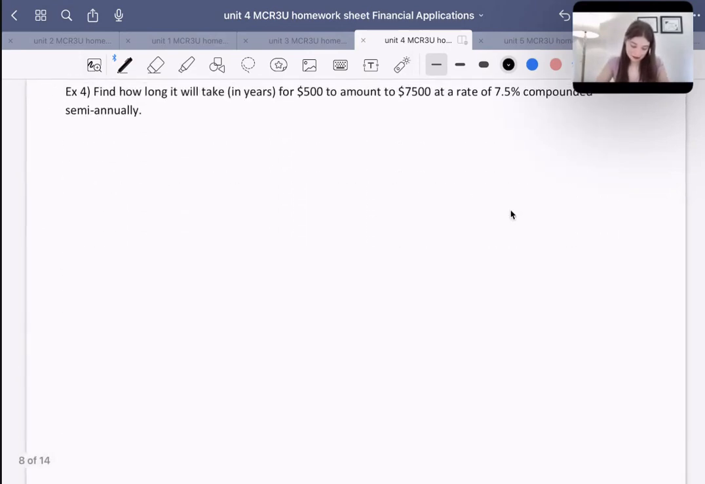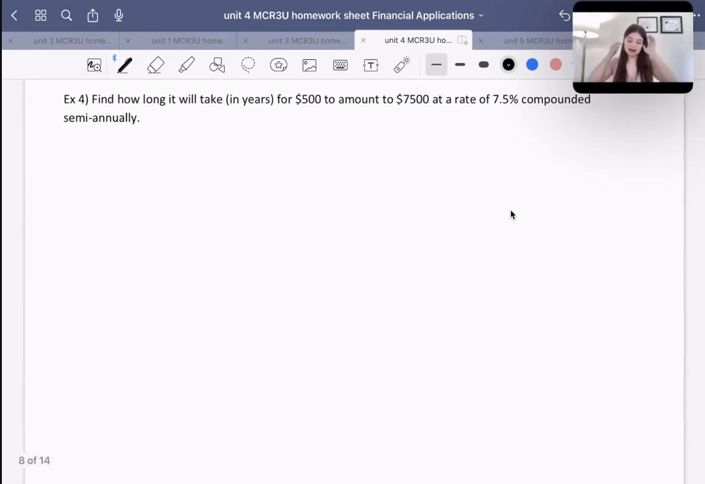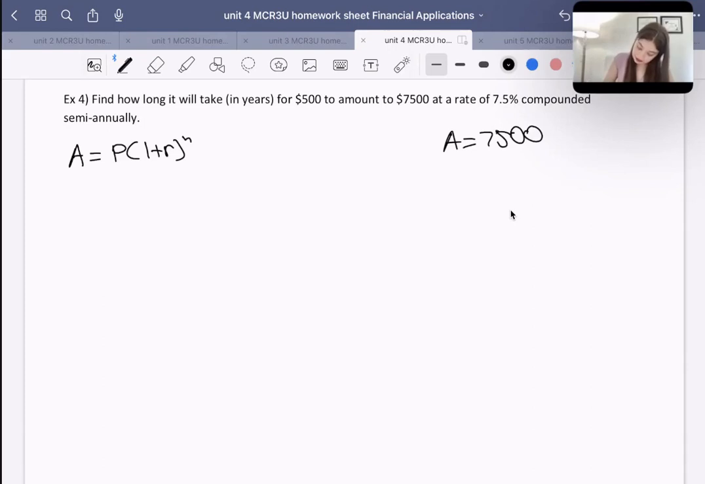Okay. Let's move on to example 4. How long will it take in years for $500 to amount to $7,500 at a rate of 7.5% compounded semi-annually? Okay, so first things first, I'm going to rewrite my equation: A is equal to P(1 plus r) to the power of n. Now, A is the total amount accumulated, so we want to know how long it will take to get to $7,500. Our original principal that we put into the account is $500. The rate is 7.5%, which is 0.075, and it's compounded semi-annually.